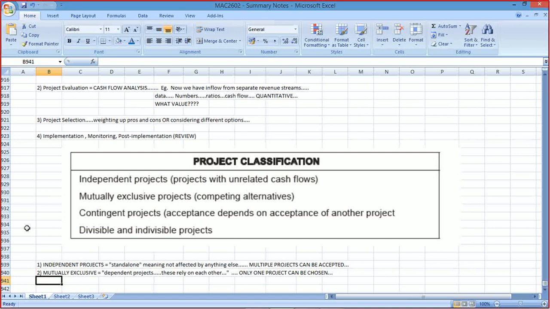An example of an independent project, standalone: if I'm buying a new camera lens, do you agree I can buy multiple camera lenses? I can buy a small lens, a big lens, a middle lens, all sorts of lenses. That would be an independent project because I'm buying lenses for the camera.